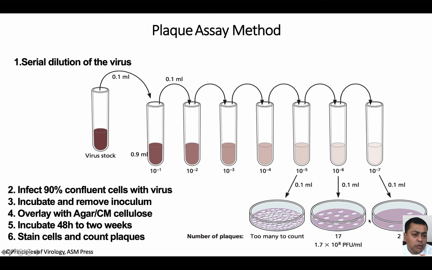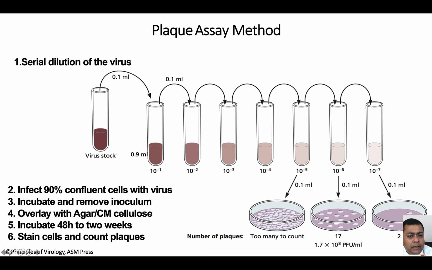And different cells will produce plaques at different rates. And some of the viruses will not produce plaque at all. That's also possible. So after that, you will stain the cells and you will count the plaques at the very end.